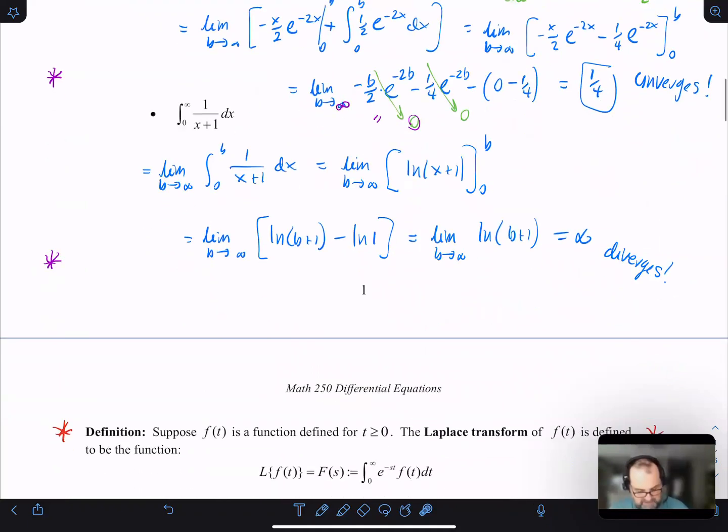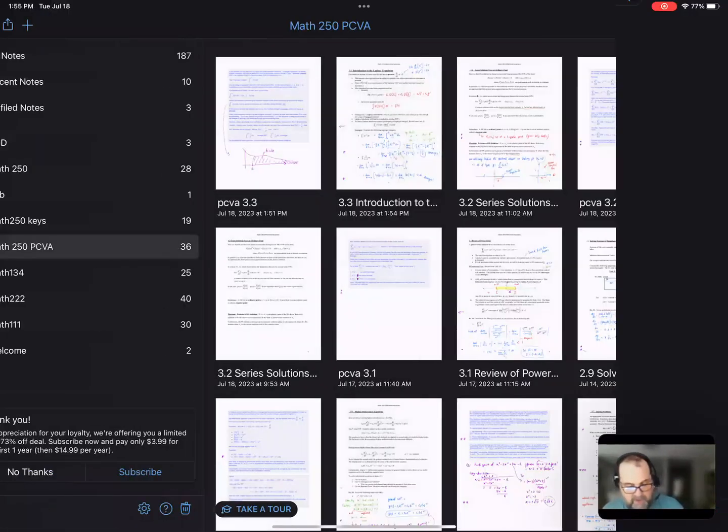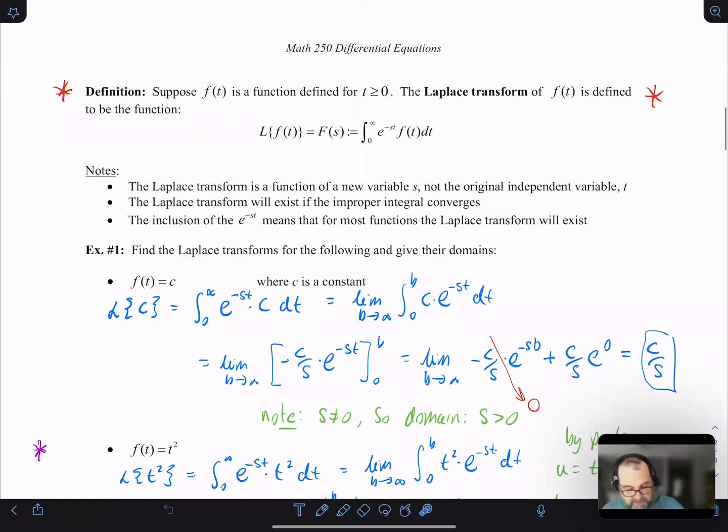All right, so let's take a look at the definition of the actual Laplace transform. So suppose a function f of t is defined for t greater than 0. So we're really only ever looking at t greater than 0 here. The Laplace transform of f of t is defined to be the following function. So there's a couple of notations here. I'm using capital L of f of t. This is my operator. It says take the Laplace transform of f of t.